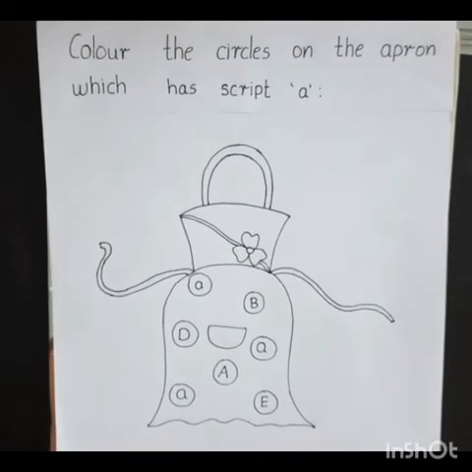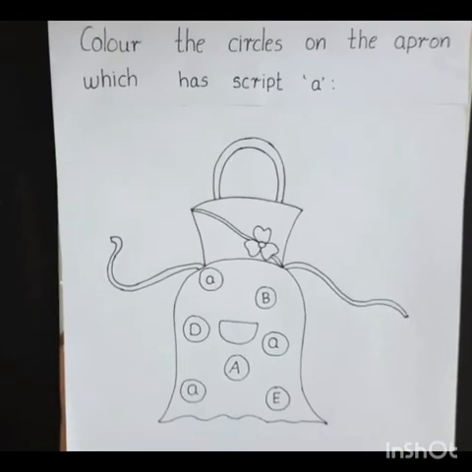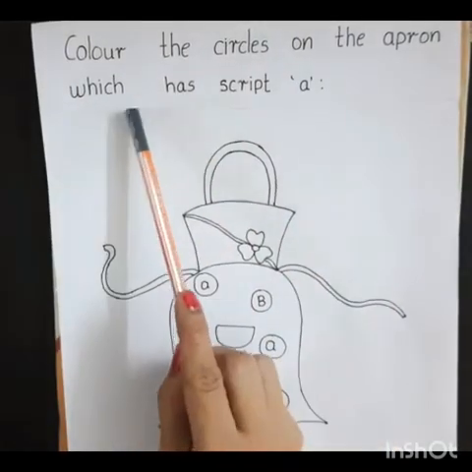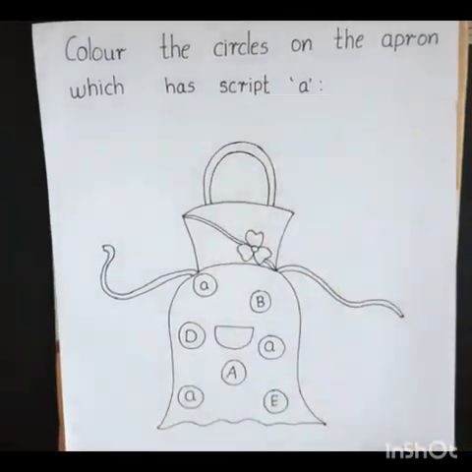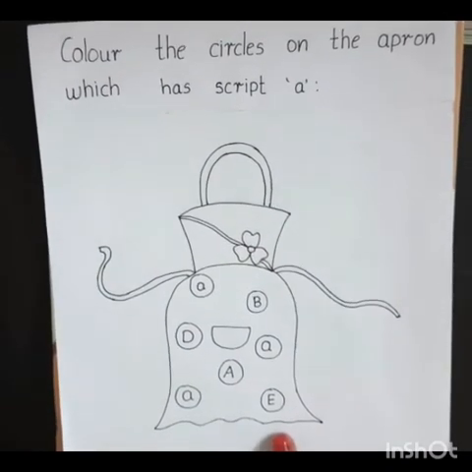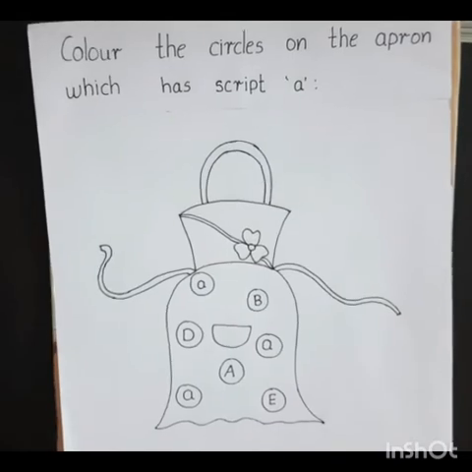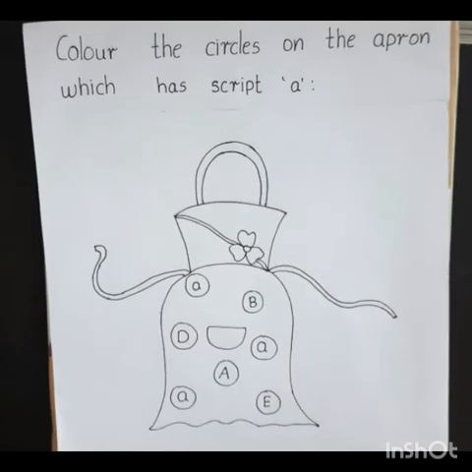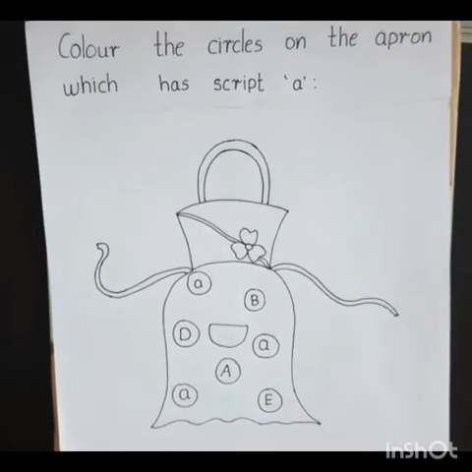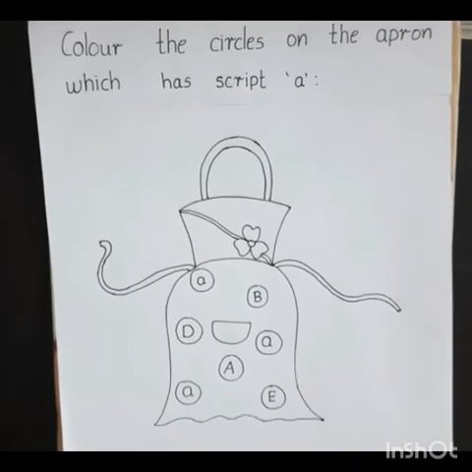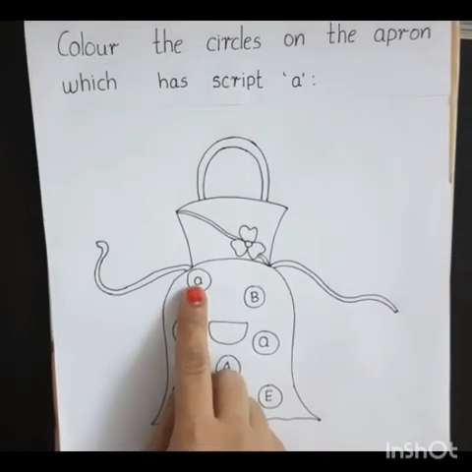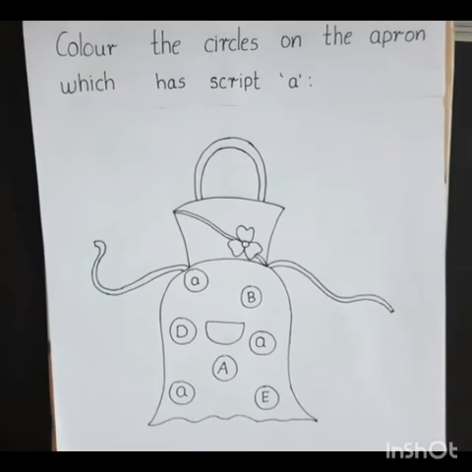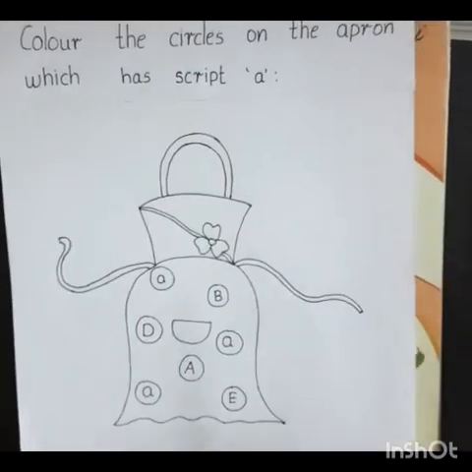Children, let's do one exercise. Now we'll read the question first. Color the circles on the apron which has script A. So children, what is the picture? Correct, apron. And children, inside the apron there are small small circles. Correct? And inside the circles letters are written. Some letters are in capital and some letters are in script. So what we have to do, the circle which has a script letter inside, script A, we have to color that circle. Okay children, let's start.